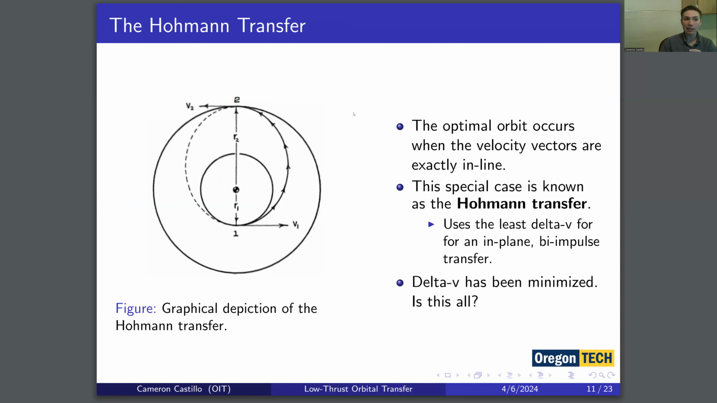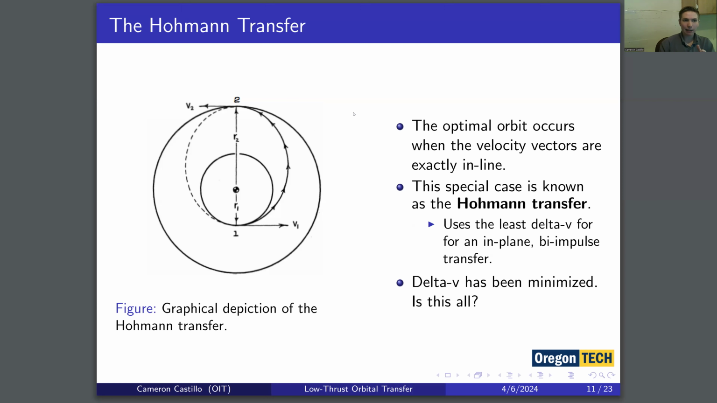So the two velocity vectors, the one pointing in the direction of the transfer orbit velocity vector when you're doing the exit, ends up maximizing that term because the cosine of the angle goes to 0, right? And so that max cosine turns into 1, and then that term is maximized. And so we call this special case the Hohmann transfer. And it uses the least delta V for an in-plane bi-impulse transfer, right?